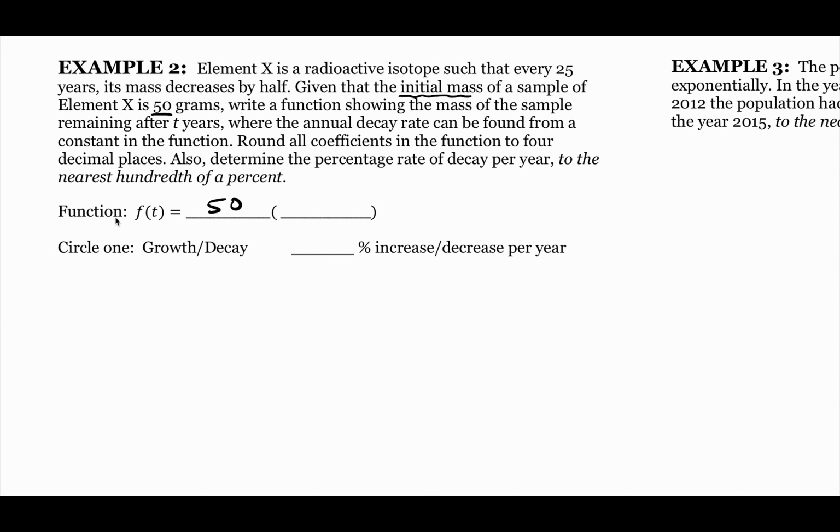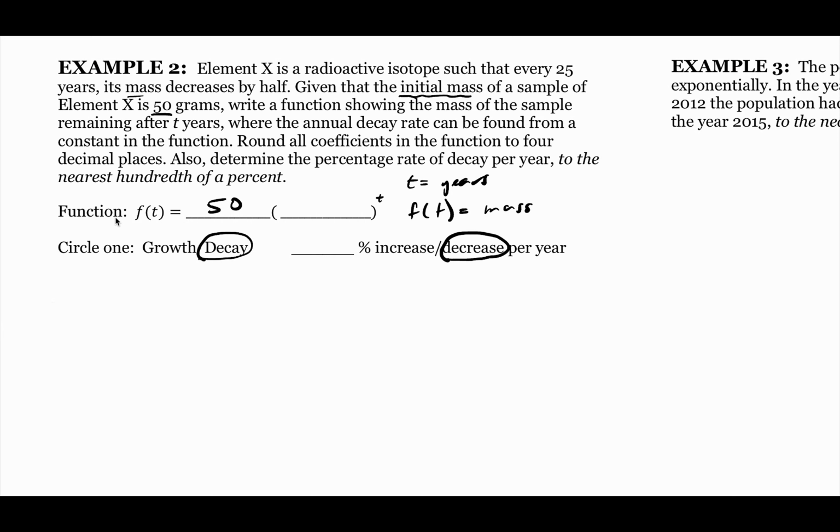Write a function showing the mass of the sample after t years, where the annual decay rate can be found from a constant in the function. Round all coefficients in the function to 4 decimal places, and then the percent rate of decay per year. So again, it's going to be decay, and that means it's going to decrease. Okay? All right, so let's set up a table. So t, so this is going to be t. T is years, and then f of t is going to be mass.